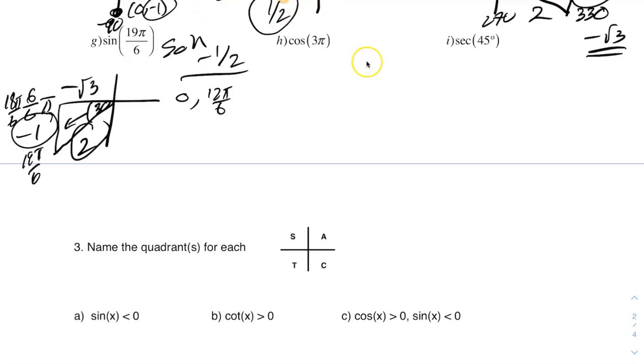Cosine of 3 pi. So very similar to the ones we talked about. So here's 0, here's pi. Now we're going in terms of pi. So that's 0, that's pi. If you go around again, you get 2 pi. 3 pi would be going around one more time. 3 pi.